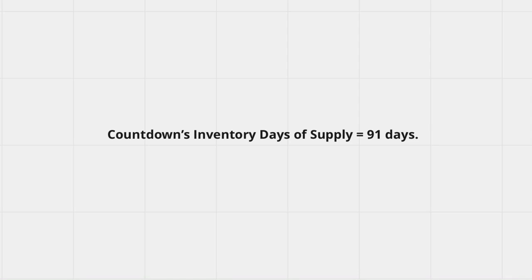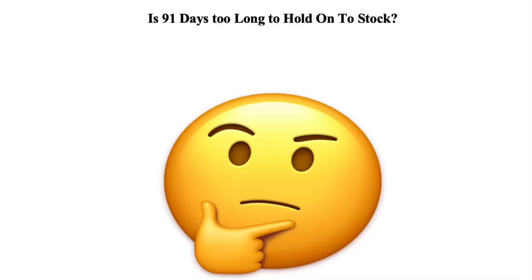With Countdown obviously working in the supermarket industry, holding on to stock for 91 days may be too long due to the nature of some of these products that Countdown sells. Countdown sells perishable food products such as fruit and vegetables. Therefore, holding on to these products for too long will result in a loss in inventory due to the food products going off.